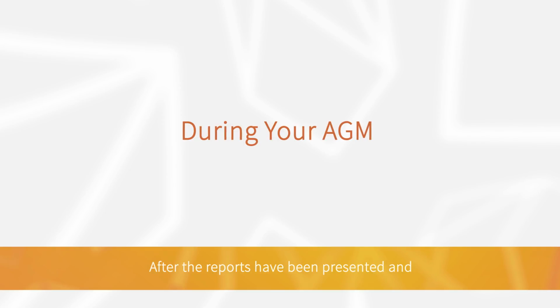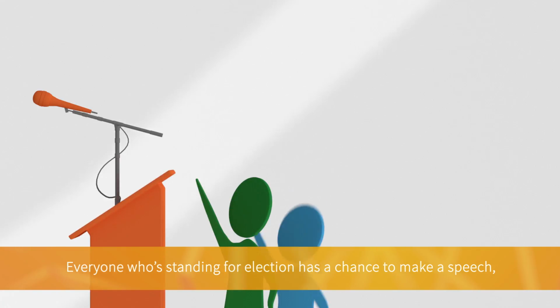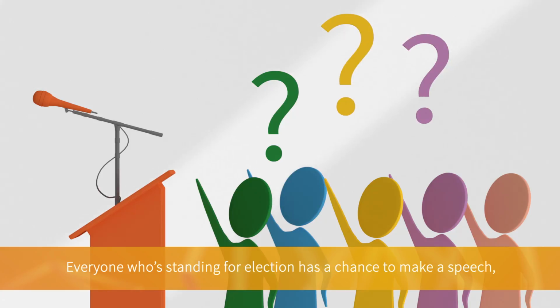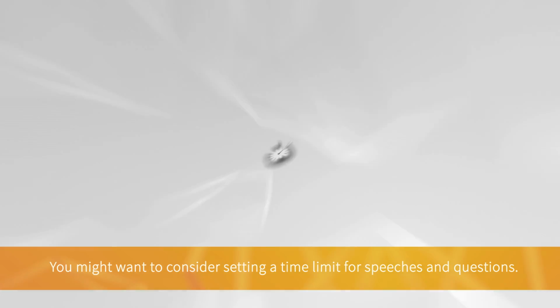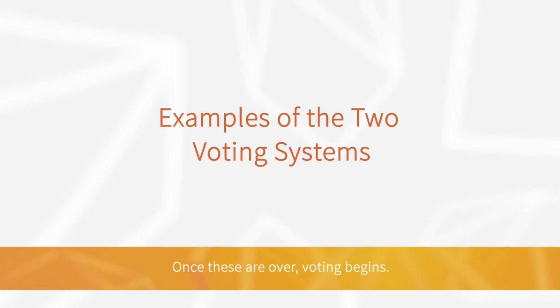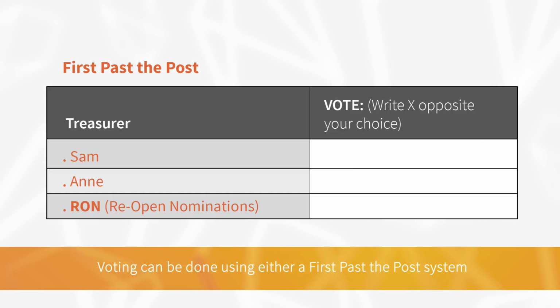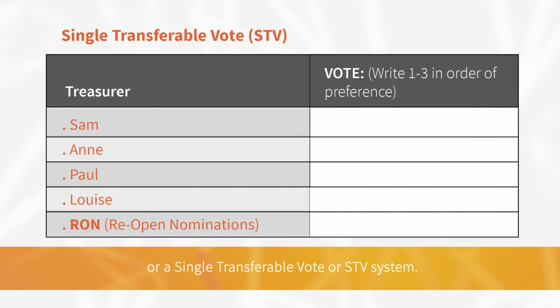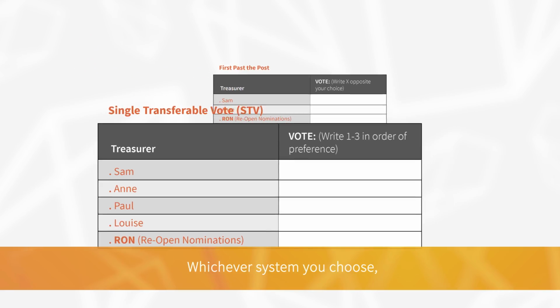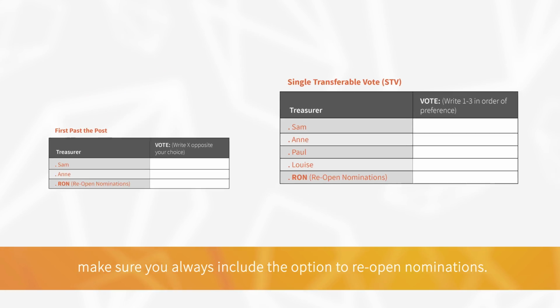After the reports have been presented and any proposed changes have been voted on, it's time to elect your new committee. Everyone who's standing for election has a chance to make a speech, and members can ask them questions. You might want to consider setting a time limit for speeches and questions. Once these are over, voting begins. Voting can be done using either a first-past-the-post system or a single transferable vote or STV system. Whichever system you choose, make sure you always include the option to reopen nominations.